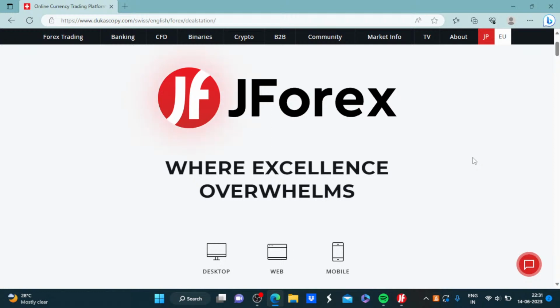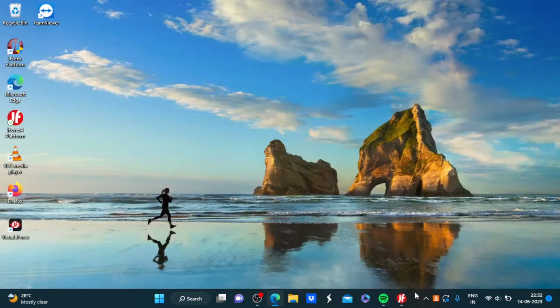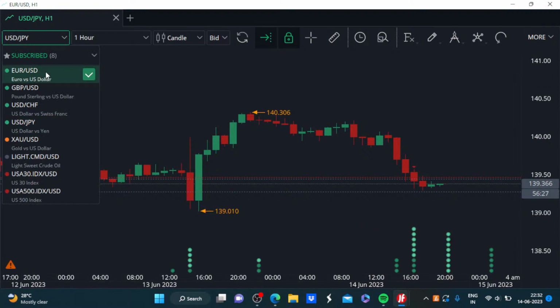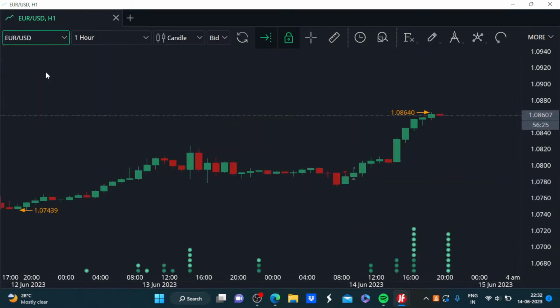So let us navigate to the JForex platform from the Dukascopy Bank SA to see how we can take advantage of this particular indicator to look for profitable trading opportunities. This is the USD JPY chart with each candle period defined at hourly. Let me change it to Euro USD, which is the most commonly traded instrument in the Forex segment.